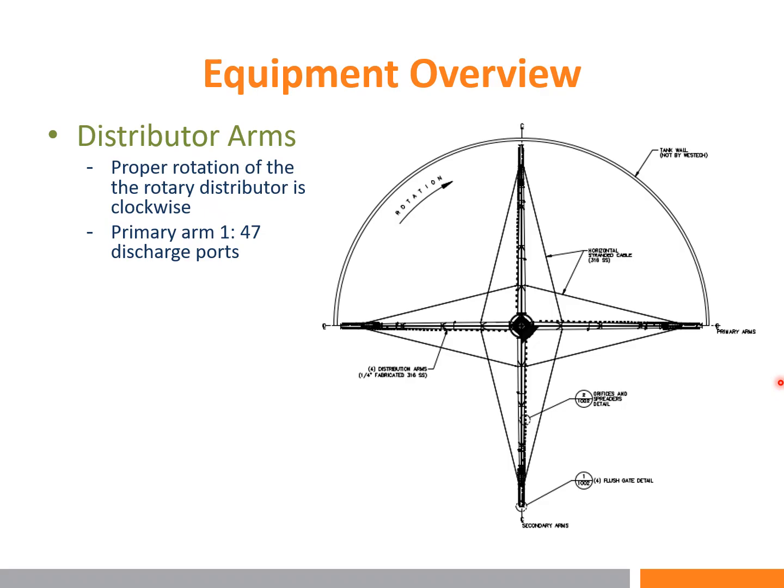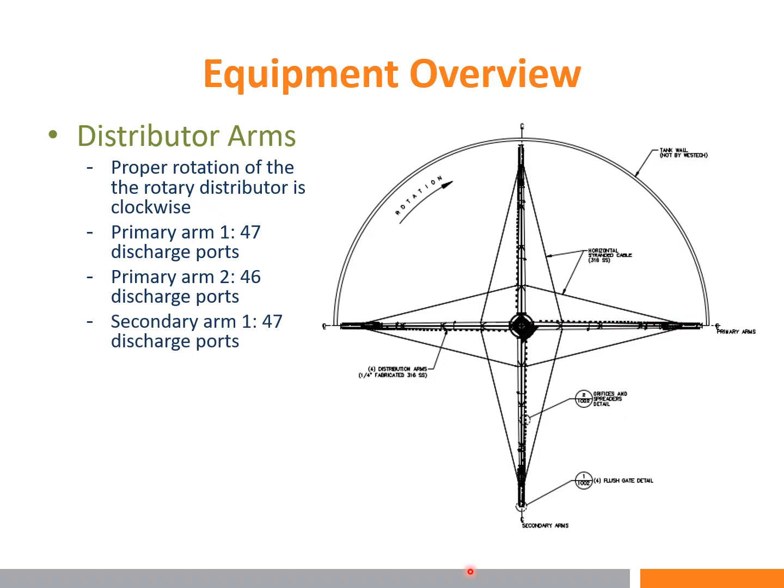Primary arm number 1 has 47 discharge ports. Primary arm 2 has 46 discharge ports. So in this diagram, here's our primary arms. Primary arm number 1 has 47 discharge ports along this side of the arm. 180 degrees on this side is primary arm number 2. It's a little bit different configuration. It only has 46 discharge ports along this side of the arm.